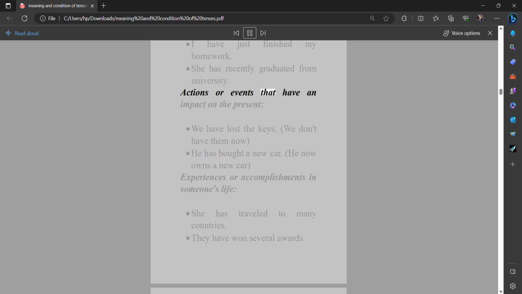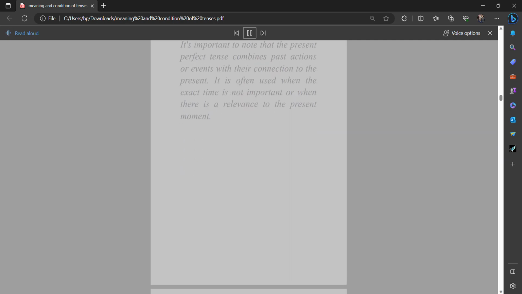Actions or events that have an impact on the present. We have lost the keys. We don't have them now. He has bought a new car. He now owns a new car. Experiences or accomplishments in someone's life. She has traveled to many countries. They have won several awards. It's important to note that the present perfect tense combines past actions or events with their connection to the present. It is often used when the exact time is not important or when there is a relevance to the present moment.